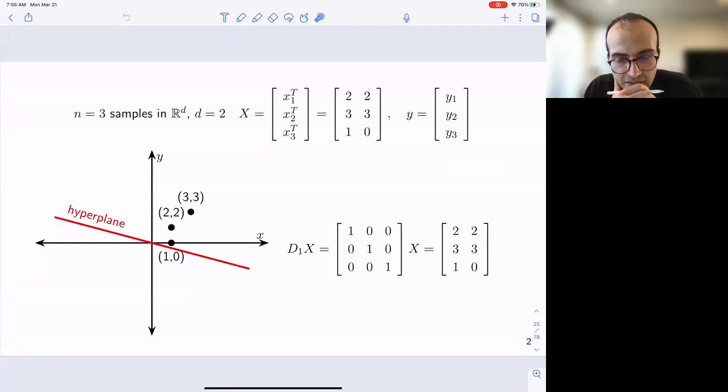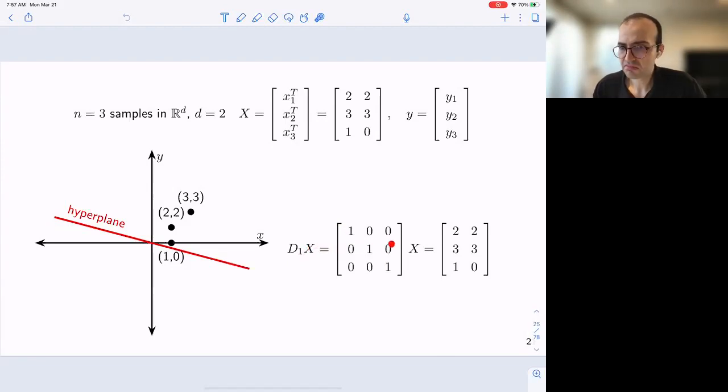Okay, so what are these D_i matrices? I will try to describe what they are geometrically. Let's say we have 3 samples, n is equal to 3, in dimension 2. So our matrix X is 3 by 2. Let's say it consists of these points: (1, 0), (2, 2), (3, 3). Labels are y, they don't matter. Let's look at a hyperplane, and we will encode which points are separated by this hyperplane. You can pick one side, like the positive side of this hyperplane, and we will encode it as 1, 1, 1 on a diagonal matrix. Okay, so D1 is this 1, 1, 1 identity matrix.